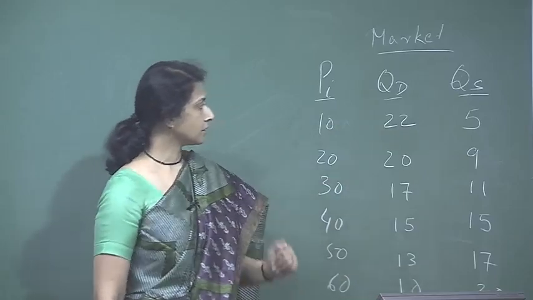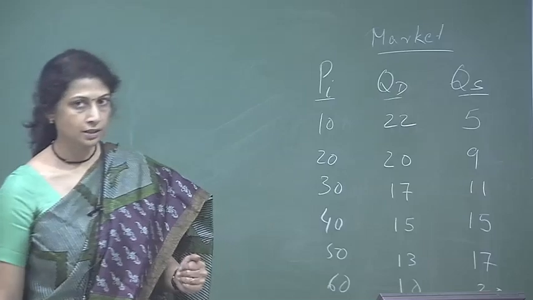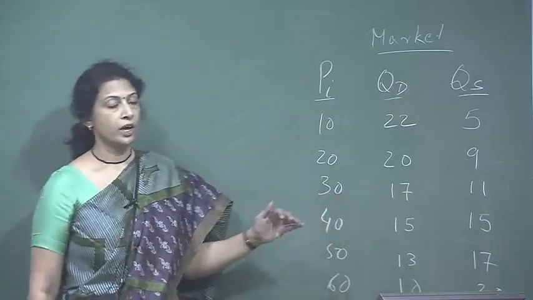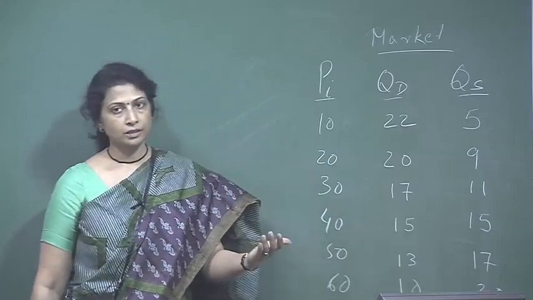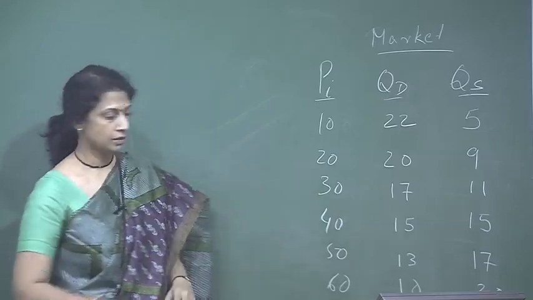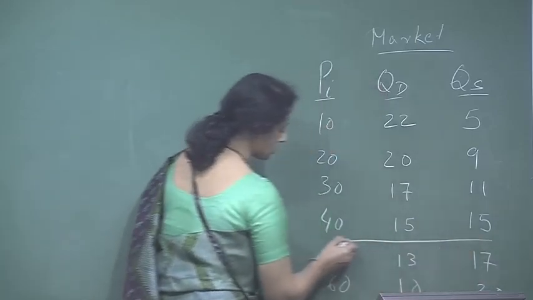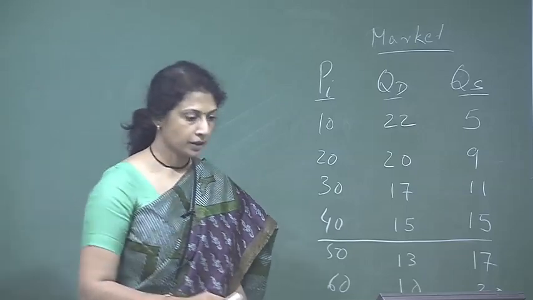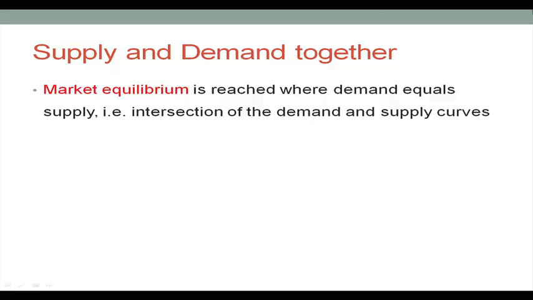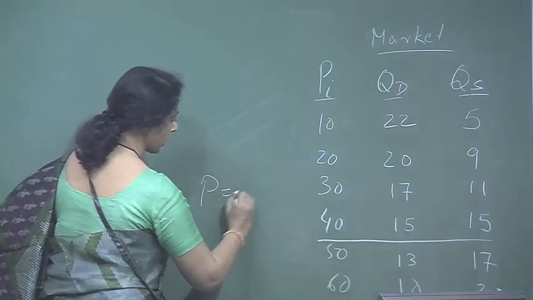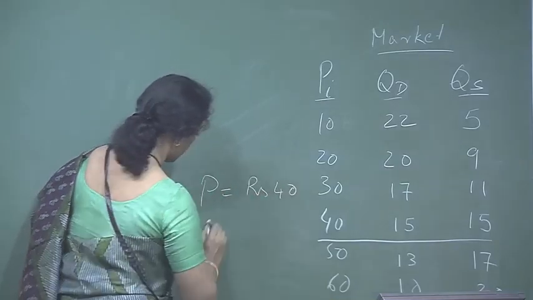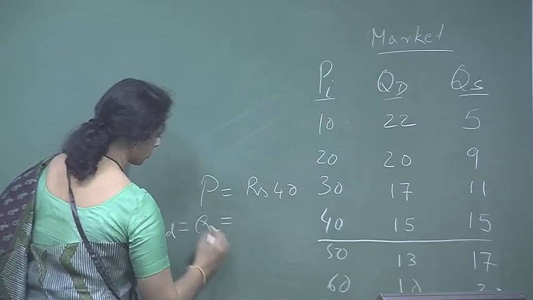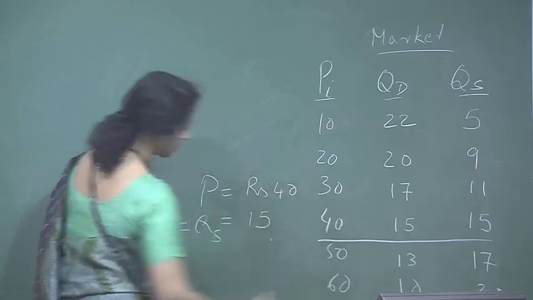So where do you think the market equilibrium is? The market equilibrium is that price and that quantity where the amount demanded by the consumers is equal to the amount supplied by the suppliers. So we clearly see that that point is here. This is the market equilibrium, where the price is rupees 40 and quantity demanded is equal to quantity supplied, which is 15.